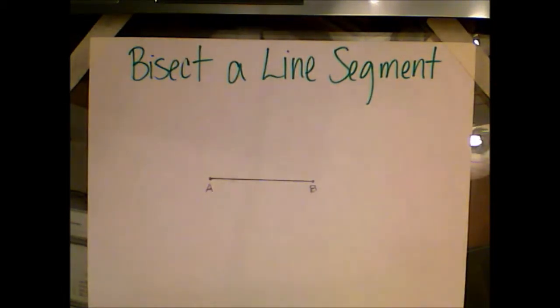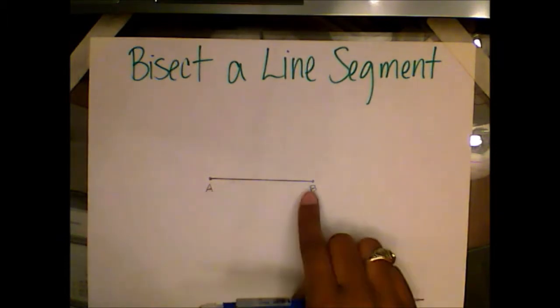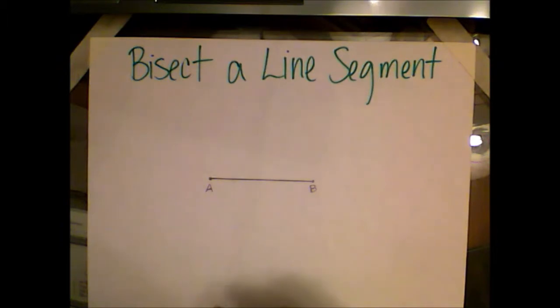Drawn on this paper, you see a line segment, and the line segment is called AB. Again, this is a line segment because it has definite endpoints. Now, we want to bisect this line segment, and to bisect a segment is to find its midpoint so that the segment AB is divided into two congruent parts.